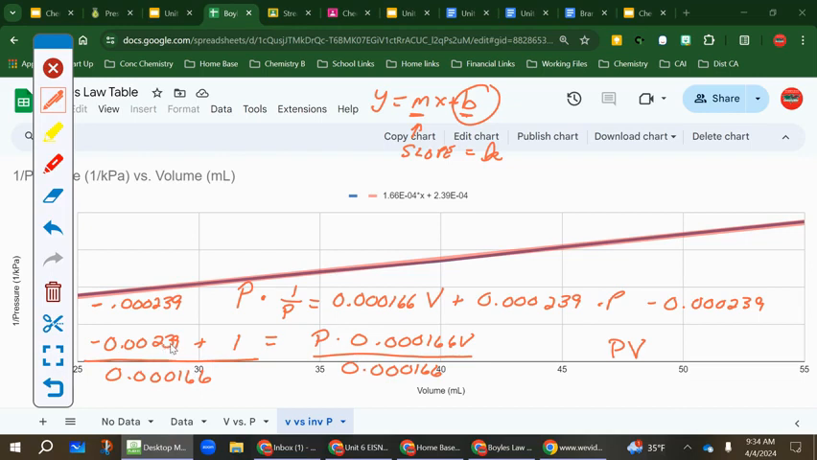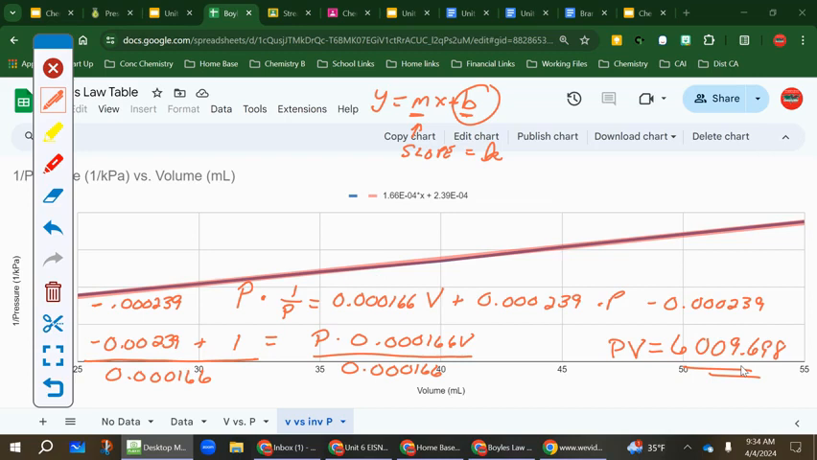Okay? Now, somebody have a calculator handy? Good. Take negative 0.00239 and add it to 1. And then divide it by 0.000166. And tell me what you get. 6,009.698. Now, to be honest, not really concerned what that number is.